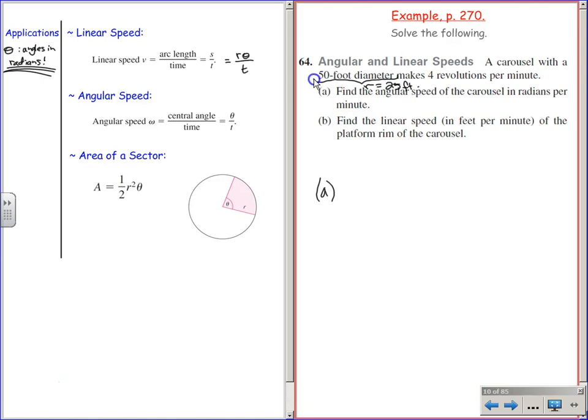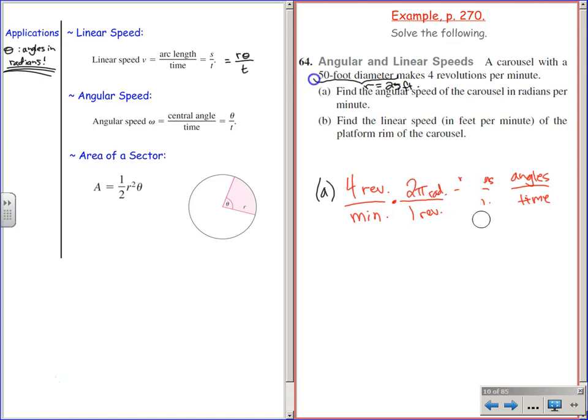Oh, so if angular speed, if I want angles over time, like that's my units, radians per minute, how am I going to get to this if I have that? What am I going to build? And what did we say? 1 revolution is equal to what? 2 pi radians?